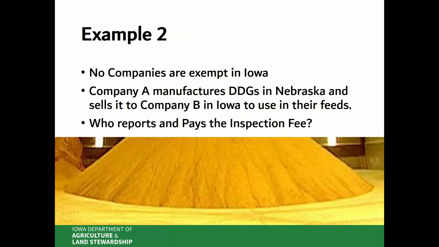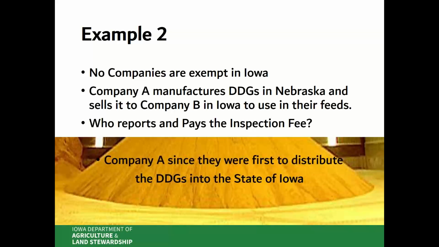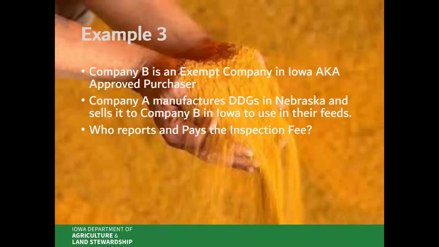So let's say no companies are exempt in Iowa. Company A manufactures DDGs in Nebraska and sells it to company B in Iowa to use for their feed. Who reports and pays the inspection fee? Company A, since they are the first to distribute the DDGs into the state of Iowa.